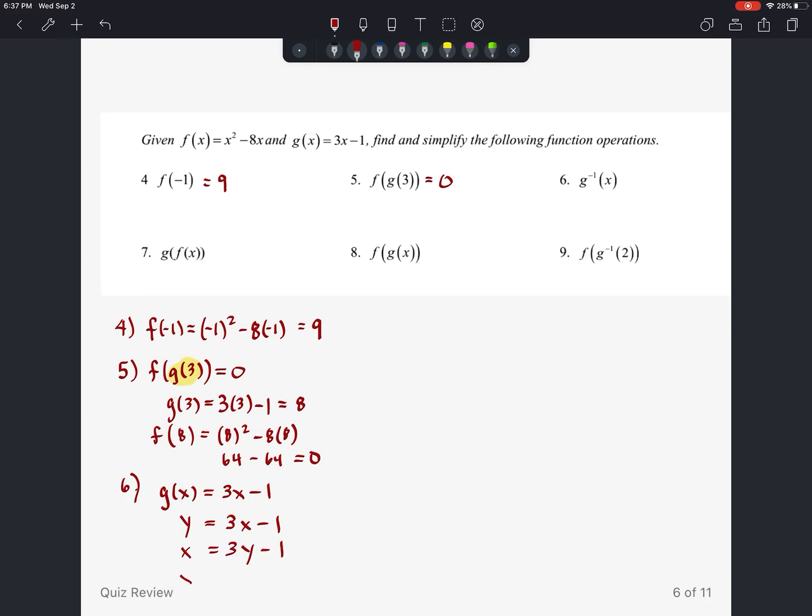So we'd add 1 to each side. You have x plus 1 is equal to 3y, and then you would divide everything by 3. And you'll get y is equal to x plus 1 divided by 3, and then we can just take it and turn it back into our inverse of function g. So take out the y and put that back in, and we get x plus 1 all over 3.